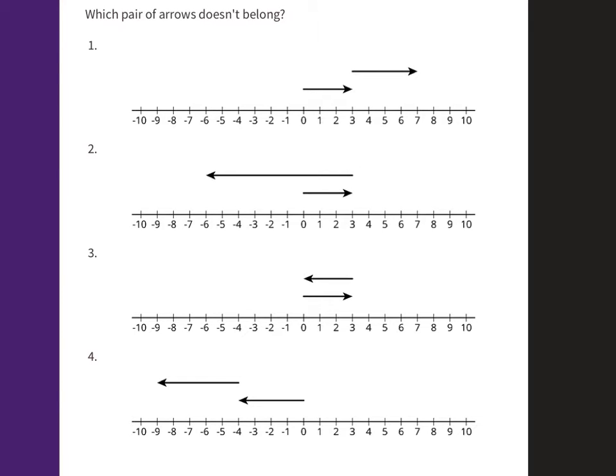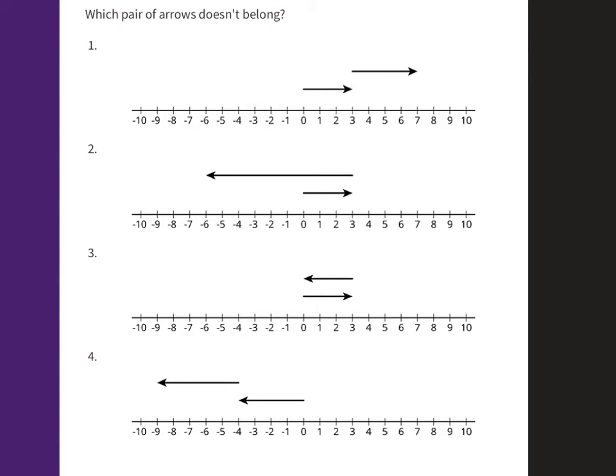You could make a case for any one of these not belonging. You could make a case saying number 1 doesn't belong because both arrows are going right. Number 4 doesn't belong because both arrows are going left. Number 2 doesn't belong because you have a big negative. And number 3 doesn't belong because you end back up at 0. So you can make a case for any of those numbers not belonging.